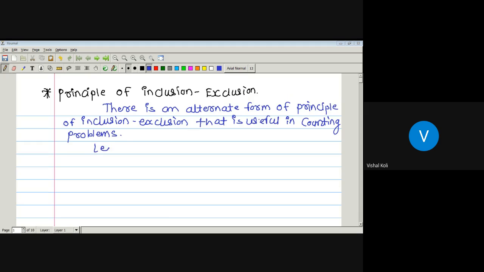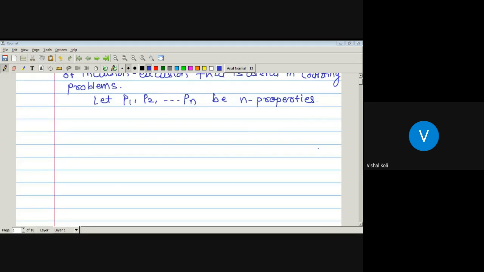Okay, so let P1, P2, up to Pn be any n properties. And let Pi1, Pi2, up to Pik be any k properties among these n properties.